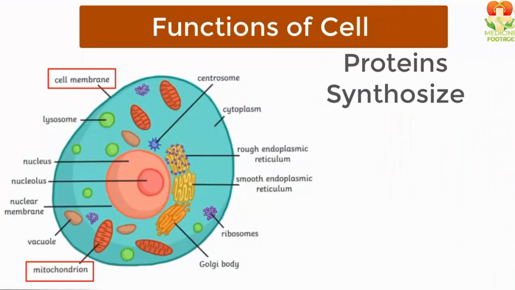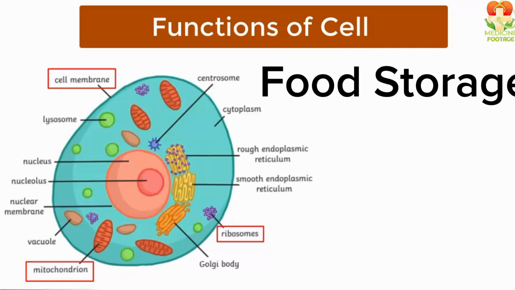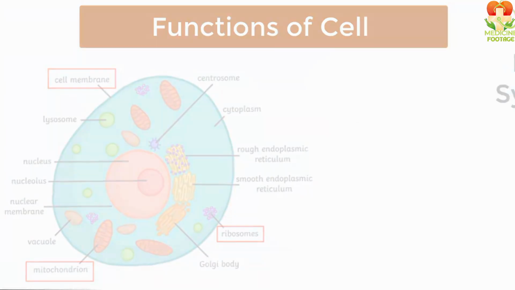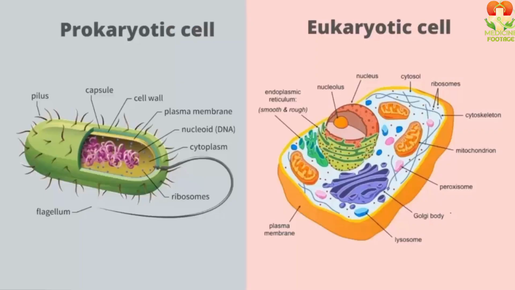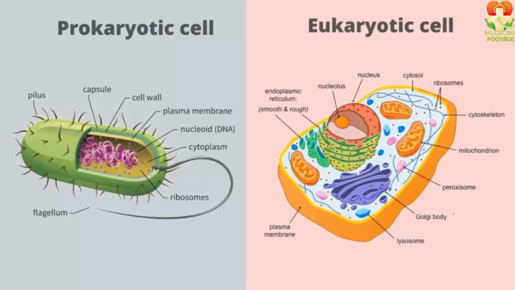Function number 5, protein synthesis. Cells synthesize proteins with the help of ribosomes, which are another organelle within the cell. Function number 6, food storage. Cells store food in organelles called vacuoles. Now, we will study types of cells. There are two types of cells, prokaryotic cells and eukaryotic cells.